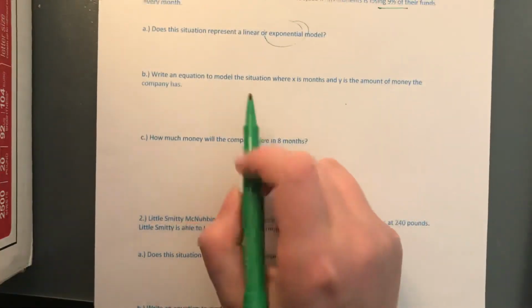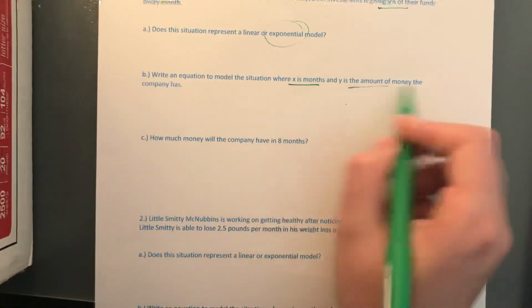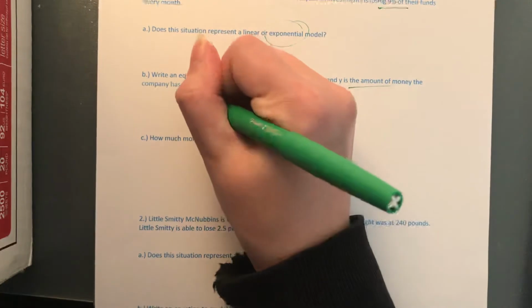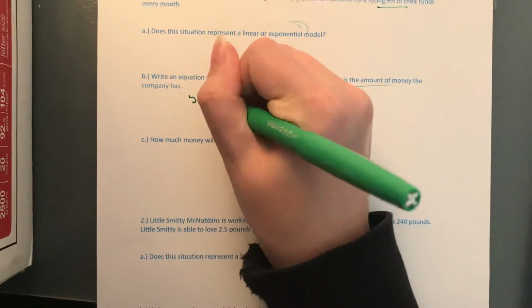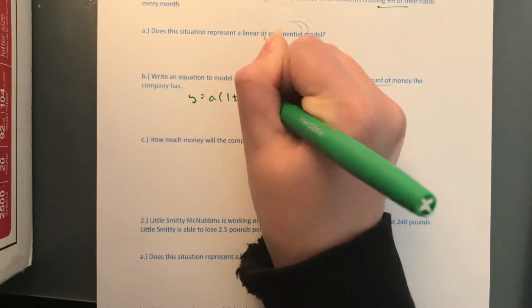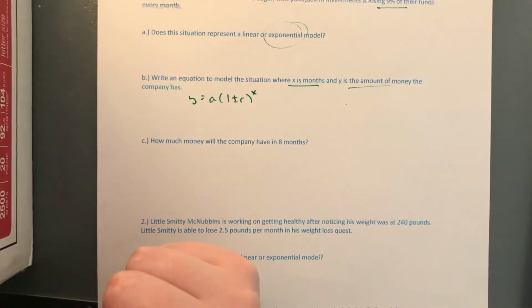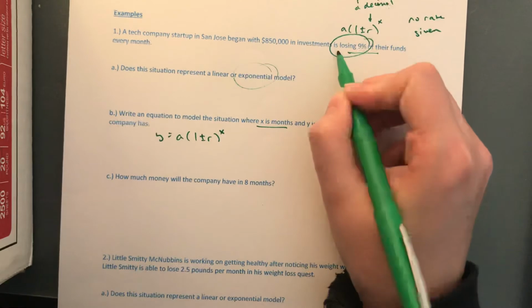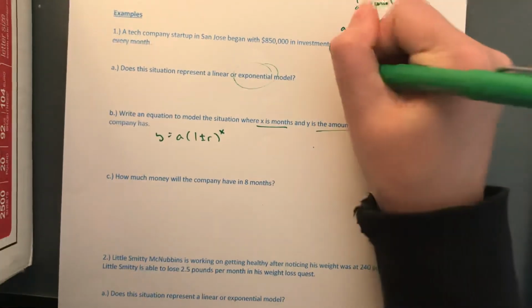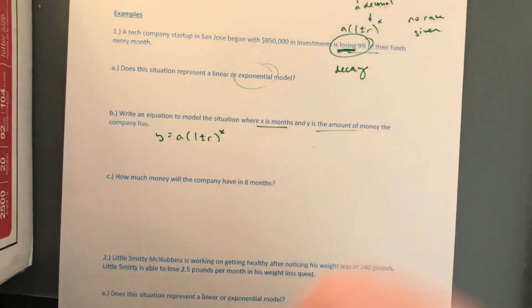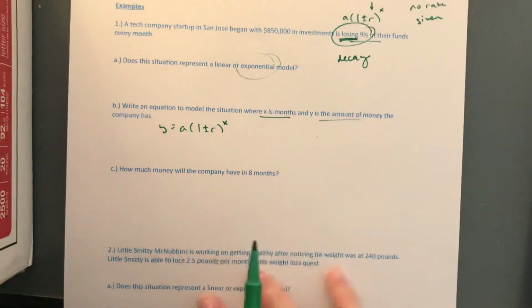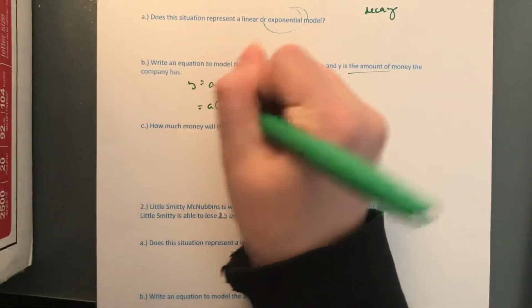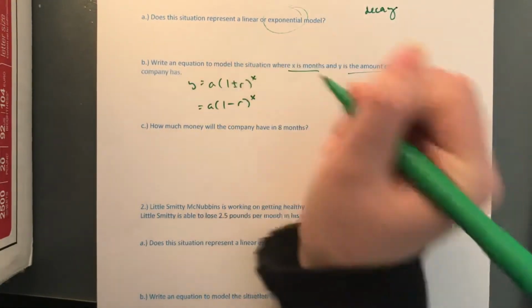So write an equation to model where x is months, y is the amount of money. So we have to write an exponential. So the base function is y equals a times 1 plus or minus r to the x. So then we have to ask ourselves, first of all, is it going to be 1 plus r or 1 minus r? Well, it's losing 9%. So if it's losing, that represents decay. And so if it's decaying, we'll do a times 1 minus r to the x.